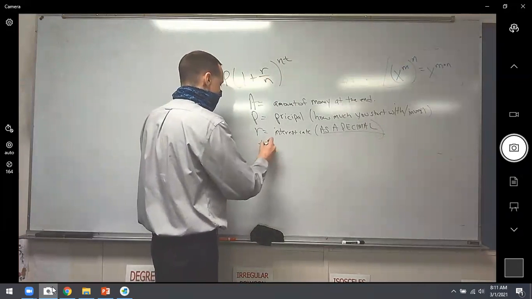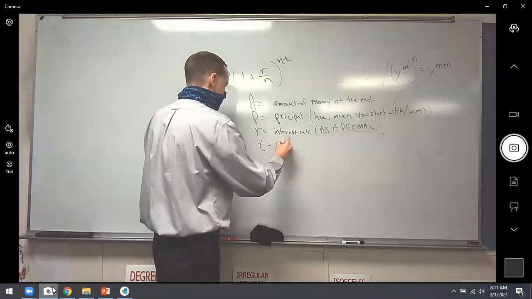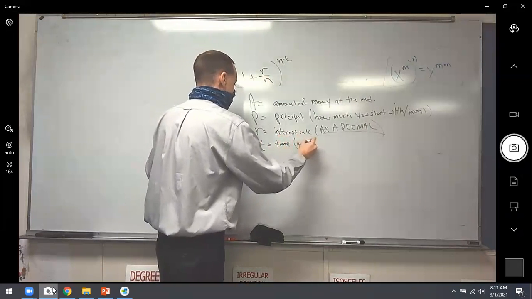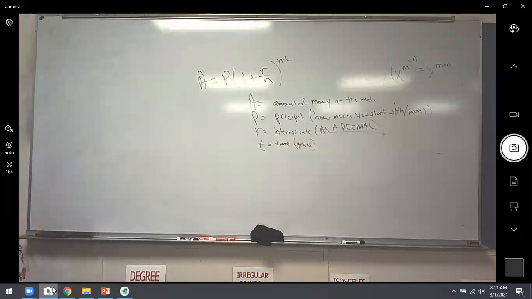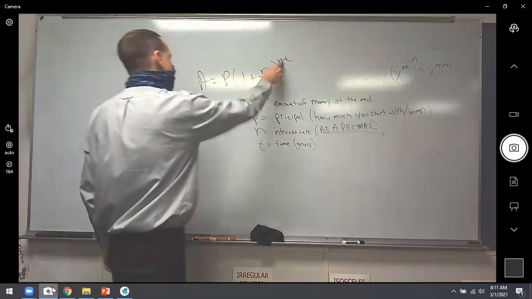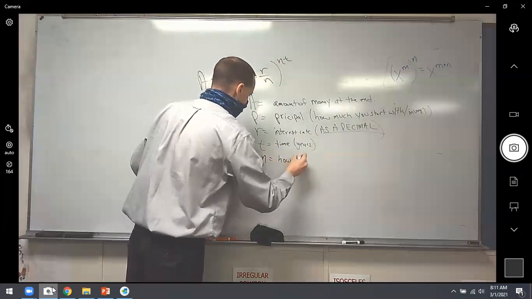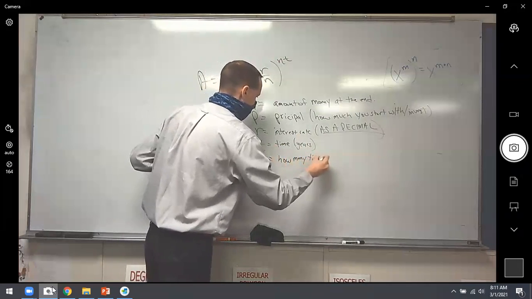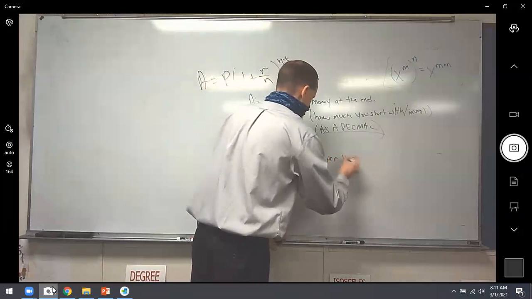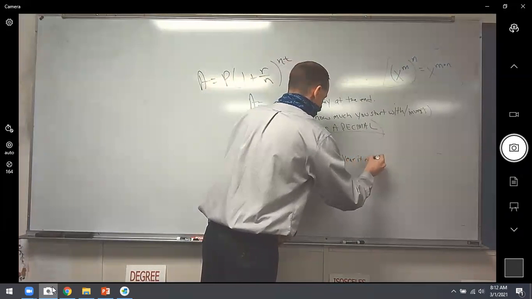Now, T obviously is time. And unless they say otherwise, you can assume that's in years. So I invested P, principal. I invested $10,000. There's my principal. The interest rate is 7%. Great. That's 0.07 for R. I invested it for 20 years. T is 20. The thing that's weird is this n thing, which is how many times per year it compounds.